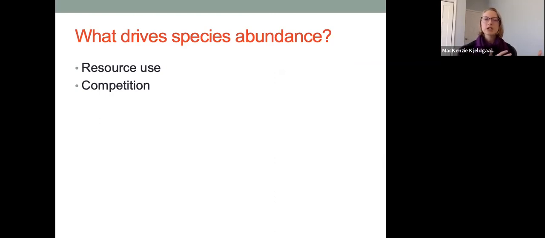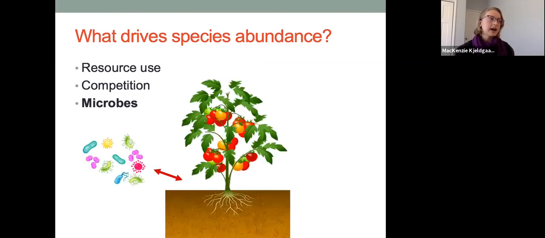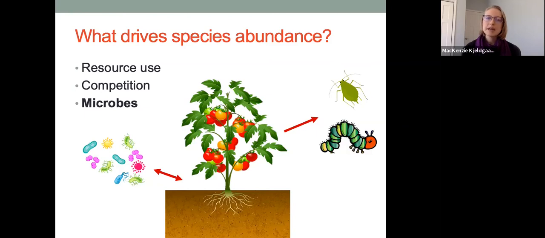So throughout my presentation, I've talked a lot about the interplay between resource use, competition, and species abundance. So for my postdoc research, I'm including an additional factor, microbes, and how that influences species abundance. My research is looking at how microbes might interact with plants, either in the plant roots or the leaves, to either promote or inhibit the abundance of insect herbivores.